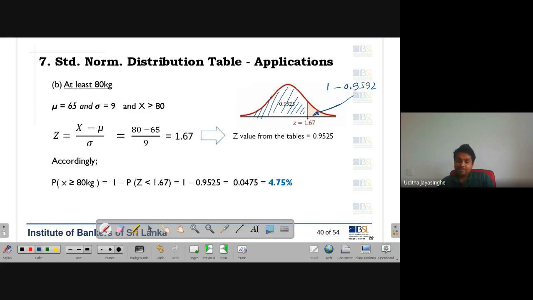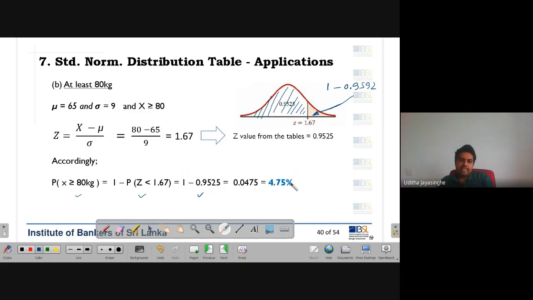How come? We have already defined that your total area is going to be 1. So that's why probability of at least 80 is going to be equal to 1 minus probability of less than that value. That's why we can write it like this: 1 minus 0.9592, or 4.75 percent is your answer.